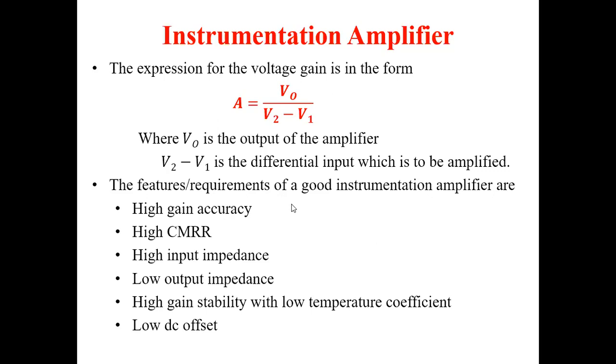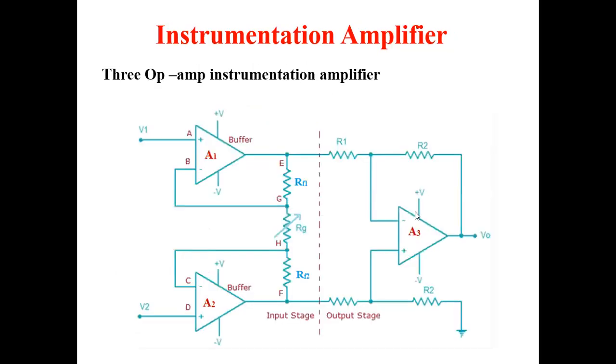And coming to the actual instrumentation amplifier, the commonly used one is the 3 op-amp instrumentation amplifier. Here we have 3 op-amps. A1, A2 and A3 are the 3 operational amplifiers, in which A1 and A2 are the non-inverting amplifiers.